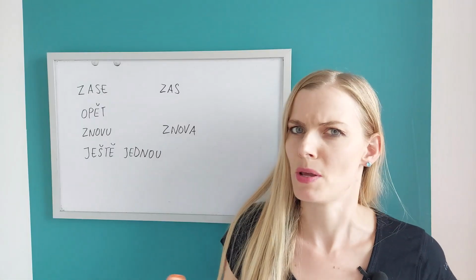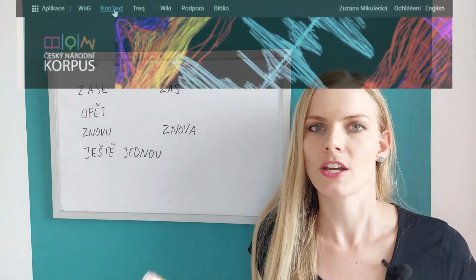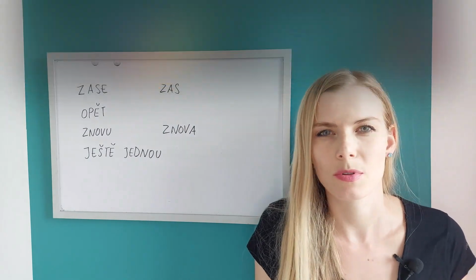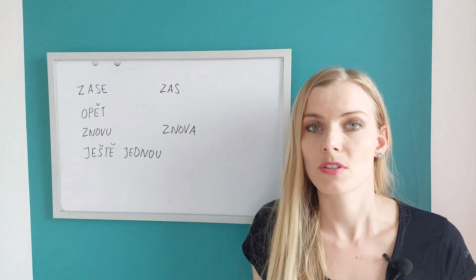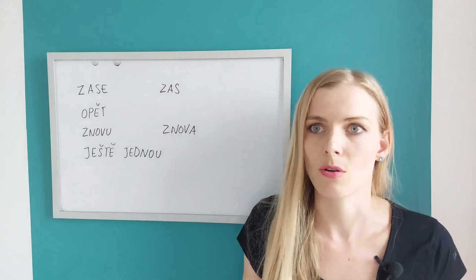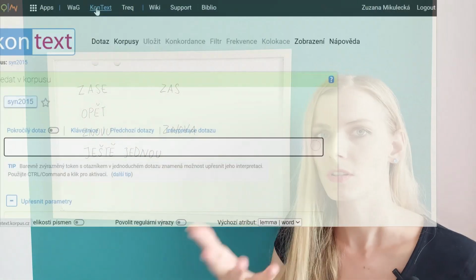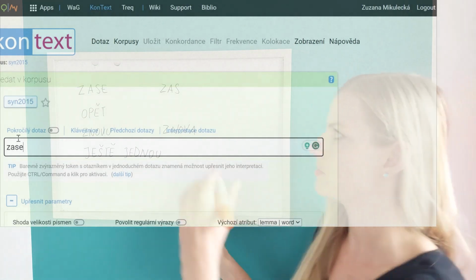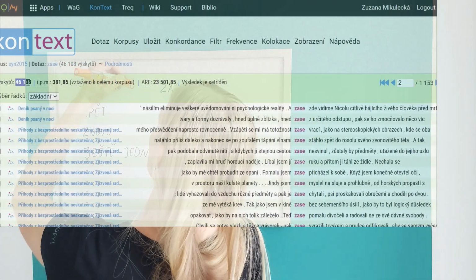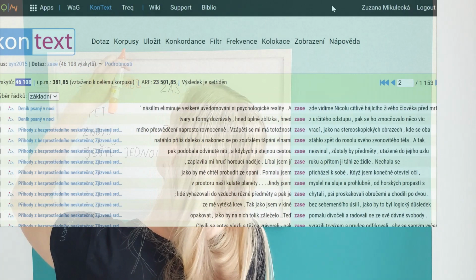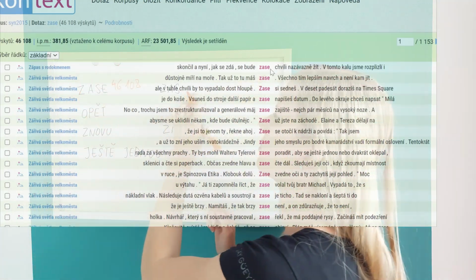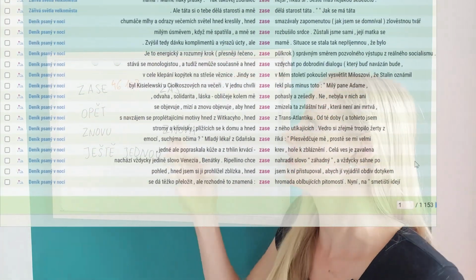Let's take a look at some numbers. I searched in the Czech corpus database. The Czech corpus gathers information from books that have been translated into Czech or have been published in Czech, Czech magazines, etc. The word zase appeared in a total of 46,108 entries.